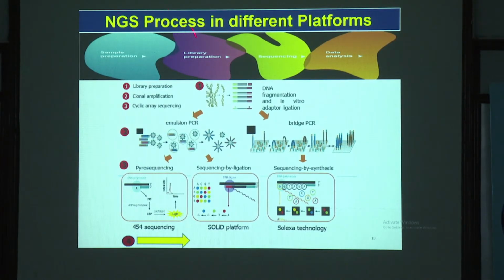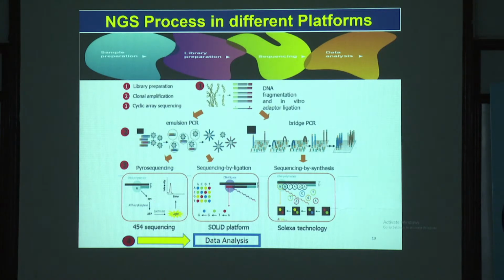What are those? Library preparation, then clonal amplification. Library of what? For doing genomics, library of DNA, and for transcriptomics, library of RNA. And then clonal amplification, because initially you are provided with a very small amount of DNA, so you have to amplify it. Okay. And then sequencing. Again, chemistry may differ, but this is the common step. And then the last and very important part is data analysis.